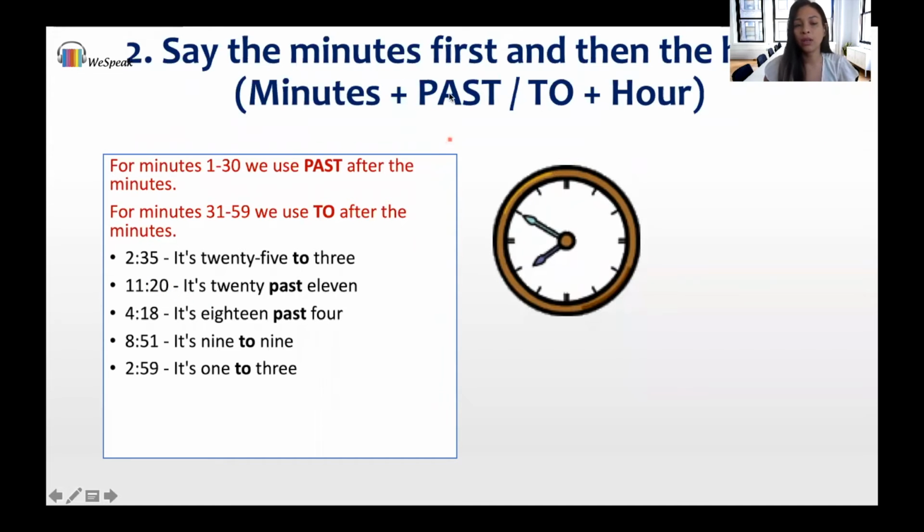Look at this clock. 5 and 10 minutes. It's 10 to 8. 10 minutes to 8. 8 would be the next hour. You can also say it's 7:50. First the hour, 7, and then the minutes. 50 minutes. It's 7:50. Or it's 10 to 8.